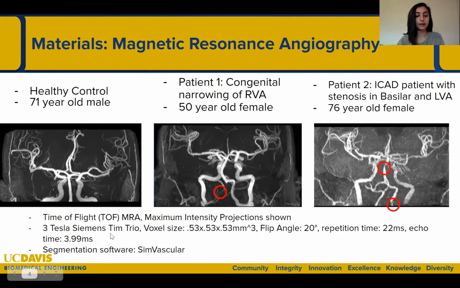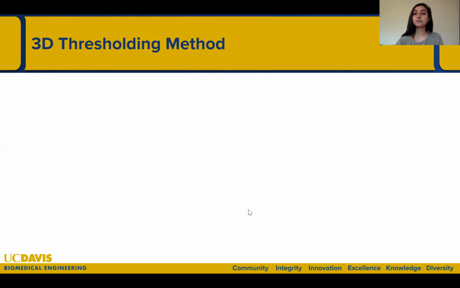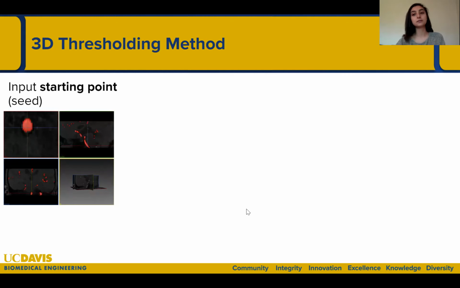We use time of flight MRA on a 3 Tesla MRI system with spatial resolution of just over 0.5 millimeters isotropic. So the first method that we will analyze is the 3D thresholding method. The steps to create a model using this method is to first input a starting point. In this picture, you can see that the starting point is at the bottom of the basilar. Now, if your model has multiple inlets, such as mine, you still only need to choose one starting point for your model, even if you have multiple inlets.